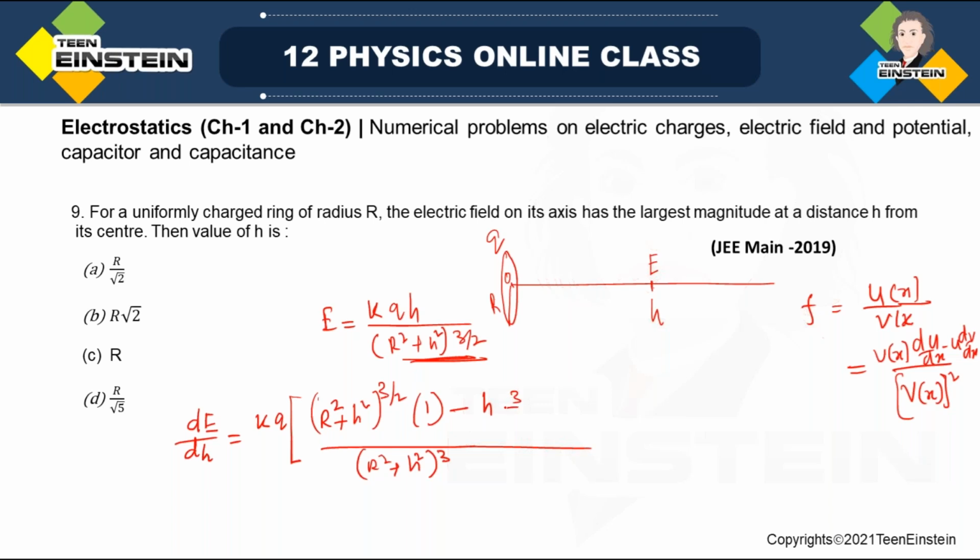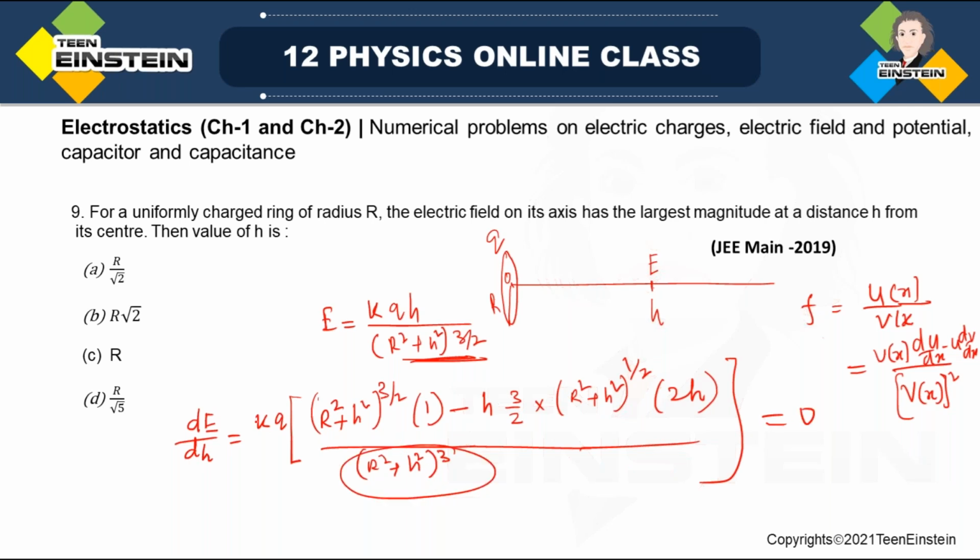So this will give you 3 by 2 into r square plus h square to the power 3 by 2 minus 1, which will give you half of this, so to the power half, into, again this is h square, so it will give you 2h. Okay, so this is the derivative part. Anyway, I am just making this equal to 0, so I don't bother about this denominator, neither do I bother about this. I'll just take care of this part alone. So the whole part is equal to 0.